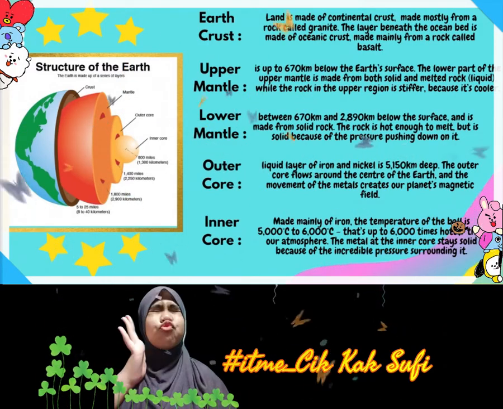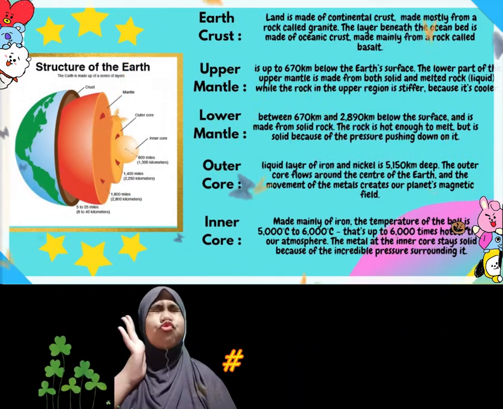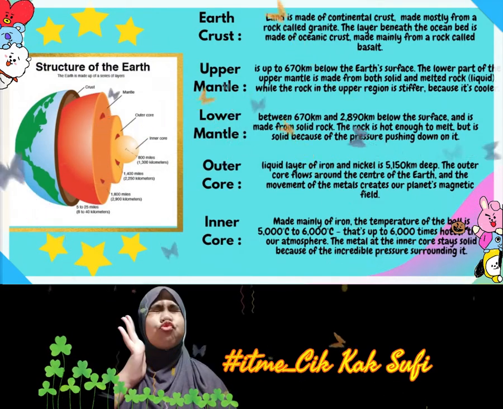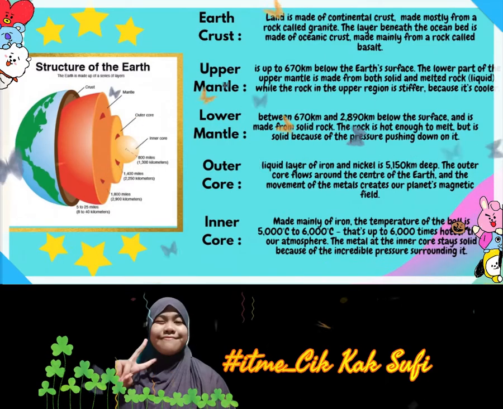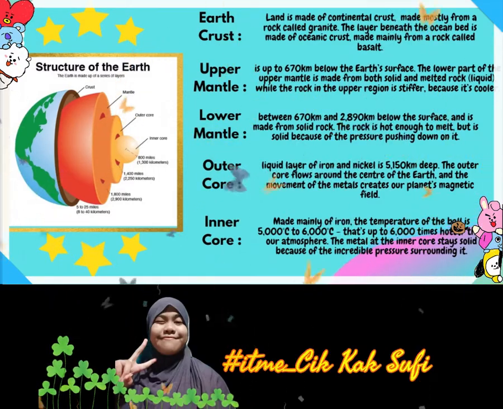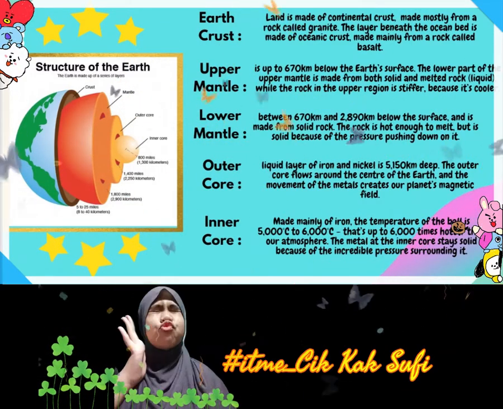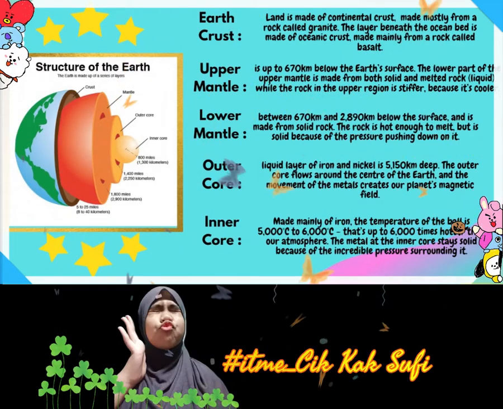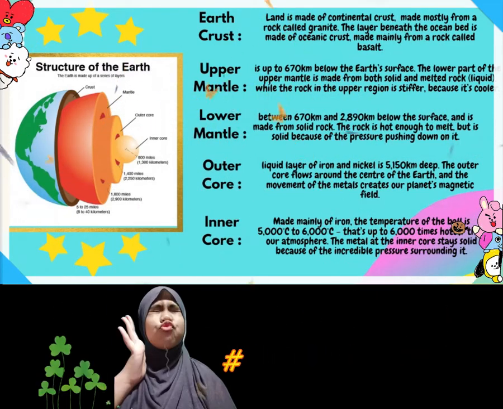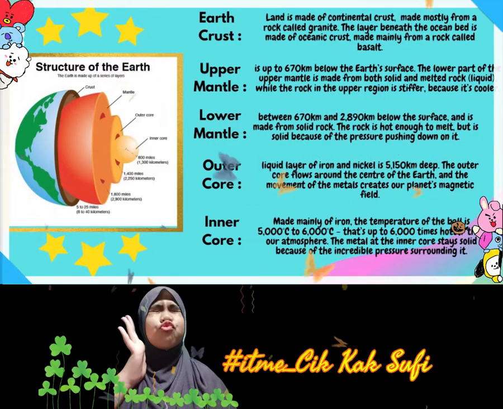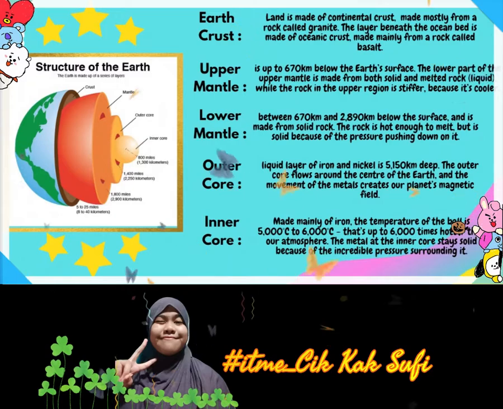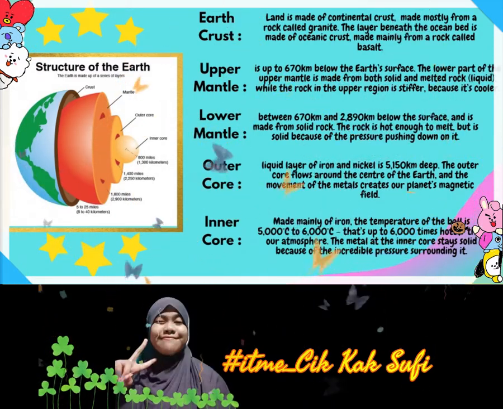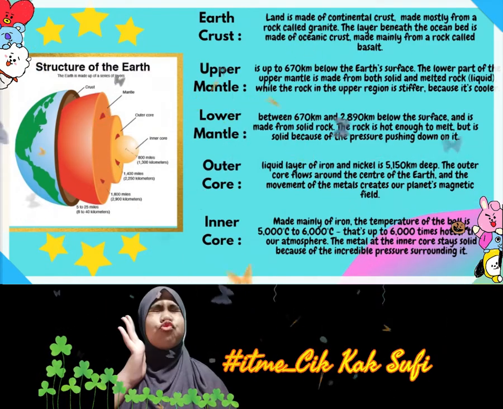So the next one is a core. It's the same as the mantle, they have outer and inner core. So the outer core is a liquid layer of iron and nickel, 5,150 km deep. The outer core flows around the center of the Earth, and the movement of the metals creates our planet's magnetic field. So the last one is inner core.